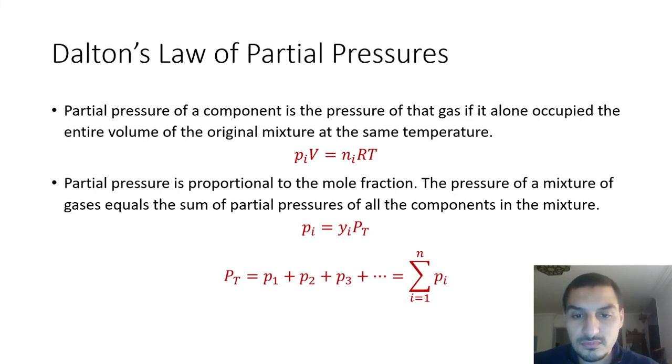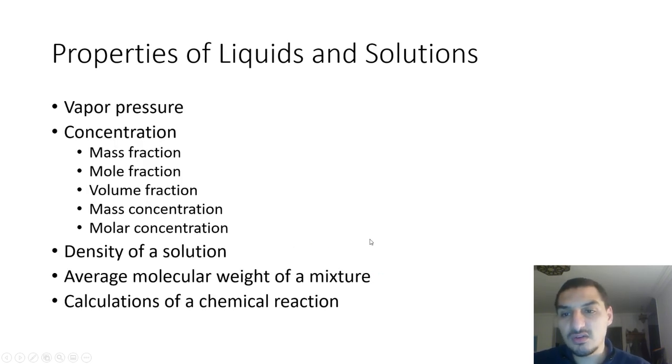So I would say p i, the small p, is the partial pressure of component i, multiplied by V equals n i multiplied by R multiplied by T. And the partial pressure is proportional to the mole fraction. The pressure of a mixture of gases equals the sum of partial pressures of all the components. So the partial pressure equals the mole fraction multiplied by the total pressure. And if I add all the partial pressures, they're going to give me the total pressure of a gas.